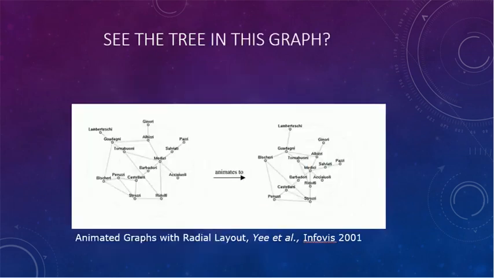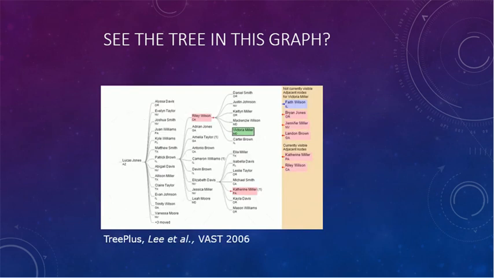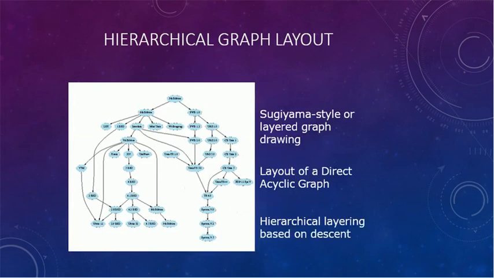I will ask you what you see in this graph. It is the animated radial graph, and I have this one over here. What you can see in this one, you can answer in the comments. Similarly, I have this one, which is called the Sugiyama style or layer diagram. It is the layout of the hierarchical graph.